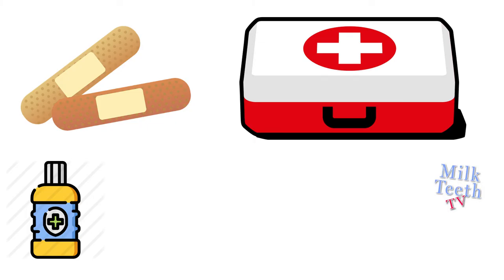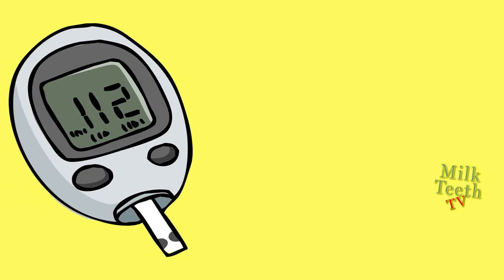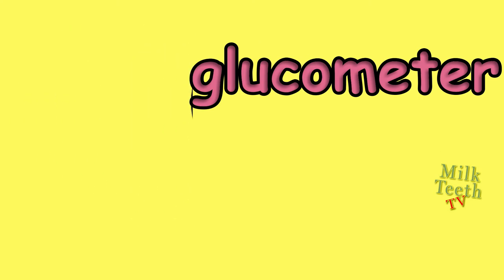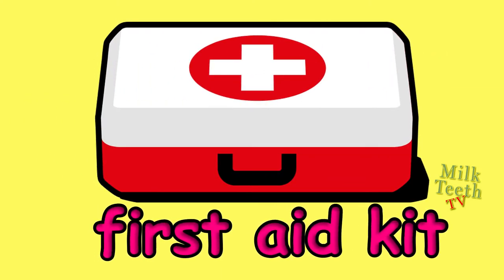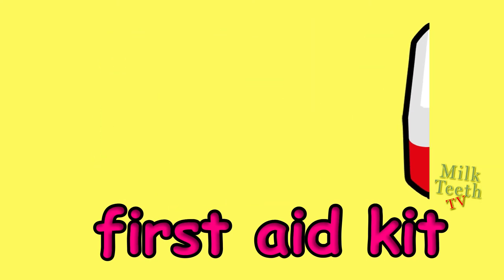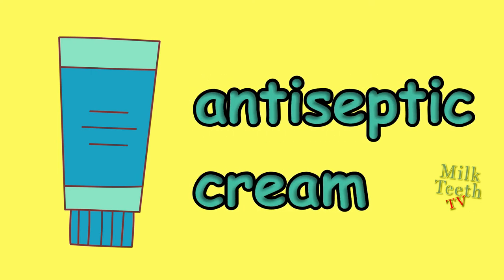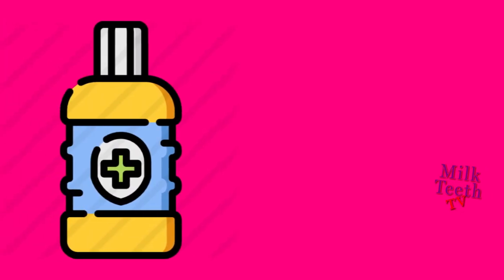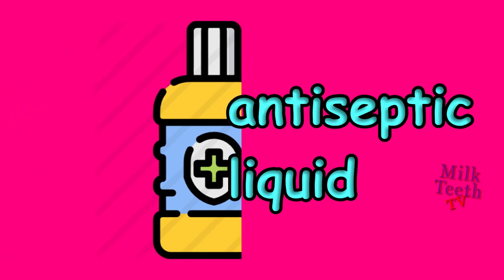Now we will learn about the healthcare products. These products are very important and should be kept at home. A glucometer, used to check blood sugar levels. First aid kit. Antiseptic cream. Antiseptic liquid.